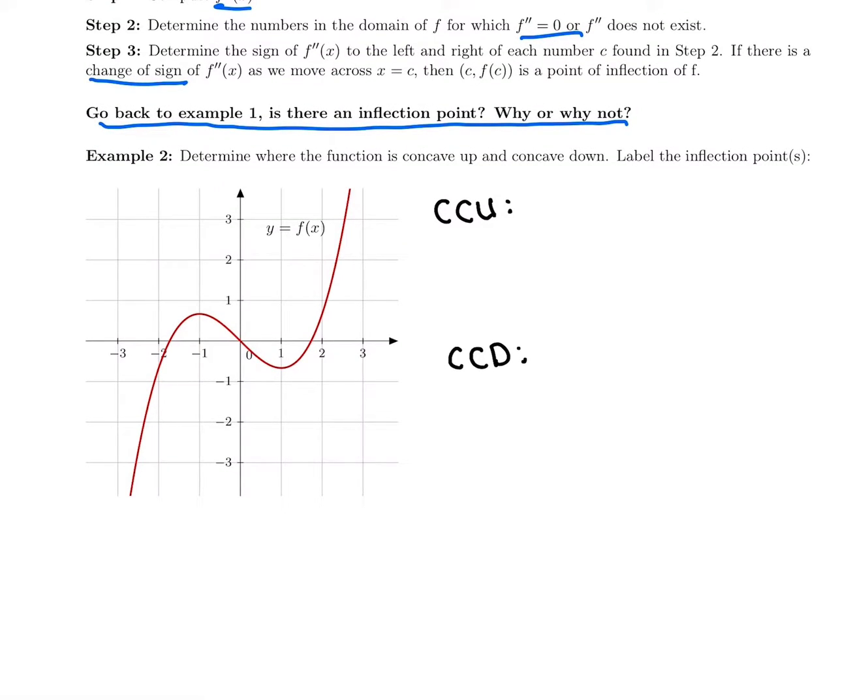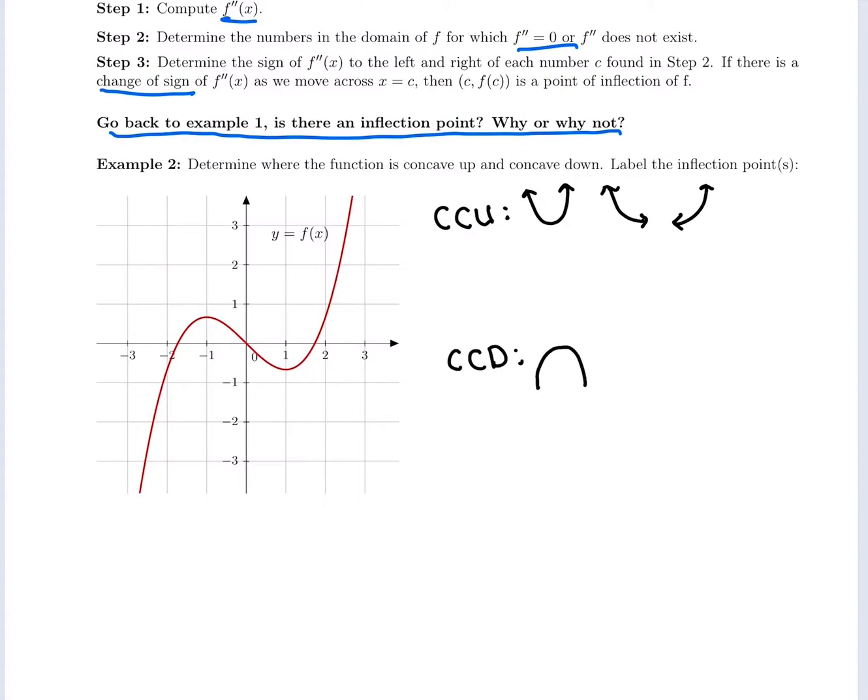So concave up is a U, just the left side of the U, or just the right side of the U. Concave down is flipped upside down: an upside down U, just the left side, and just the right side. All are oriented downward. So let's look at this graph.